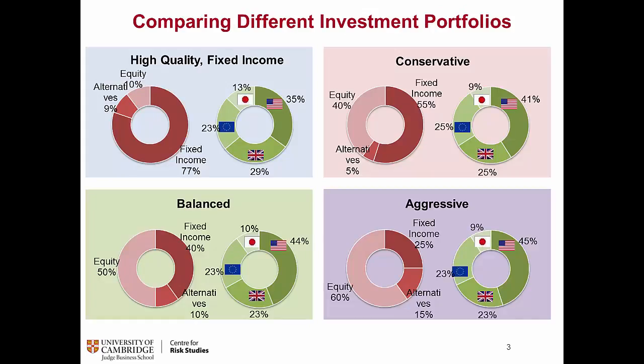This is a quick reminder of the four portfolios that we looked at. The high-quality one tends to be heavy in bonds. It tends to be heavy in US, British, European, with a bit of Japanese thrown in, for example. Aggressive is heavier in equities. The geographic split isn't that much different. It's got a lot of US in it in terms of financial instruments.